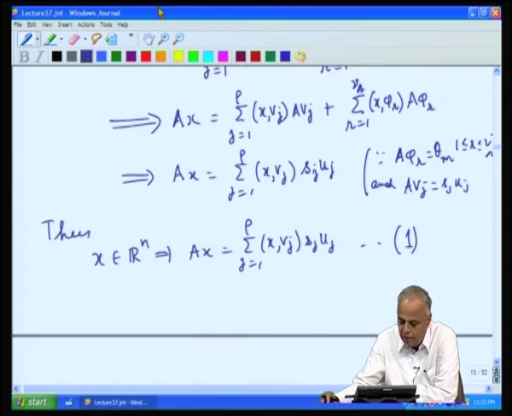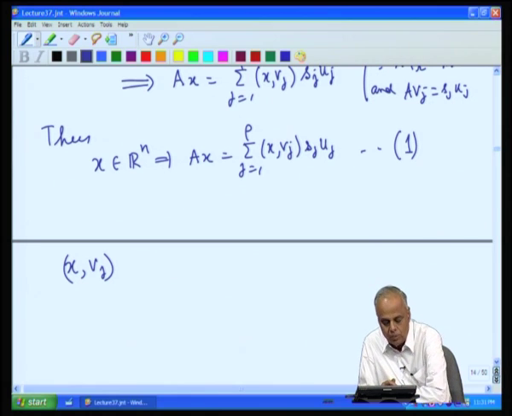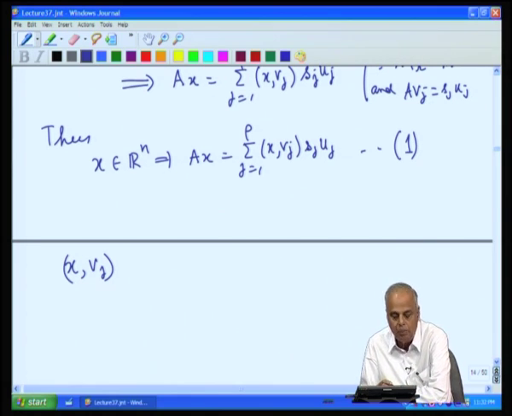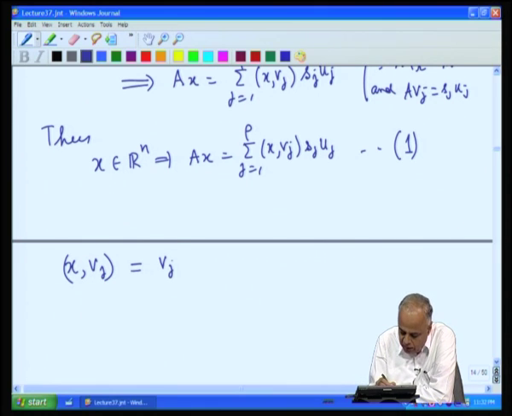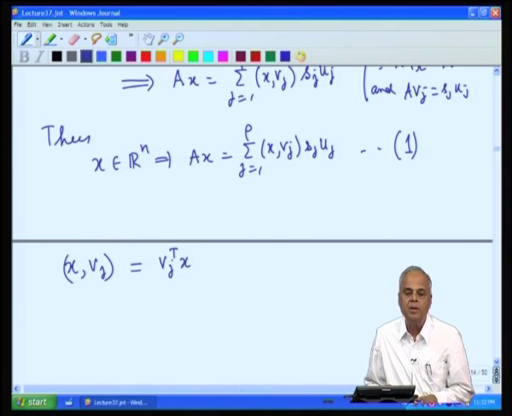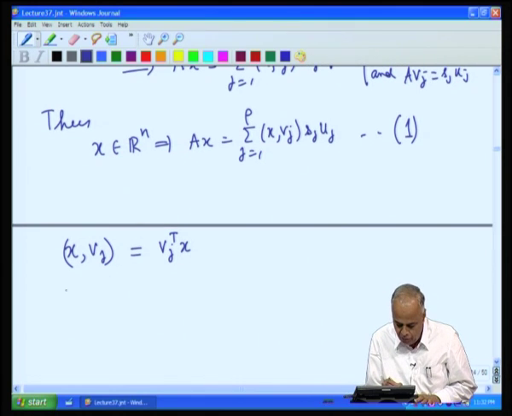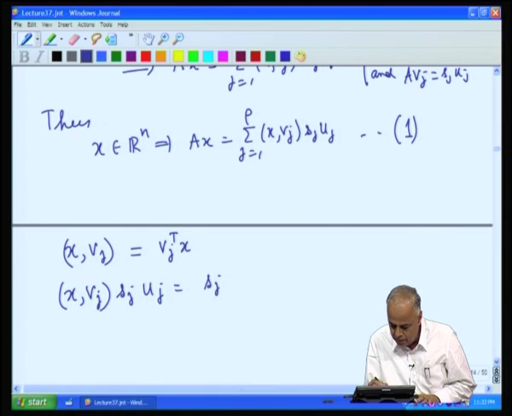Now, let us put equation 1 in a different form. First of all, we observe that we are all in the real case. So, the inner product between x and v_j is just v_j transpose x. In the real case it is v_j transpose x, in the complex case it is v_j star x. So, since we are dealing with real vectors, (x, v_j) s_j u_j is the same as s_j v_j transpose x times u_j.